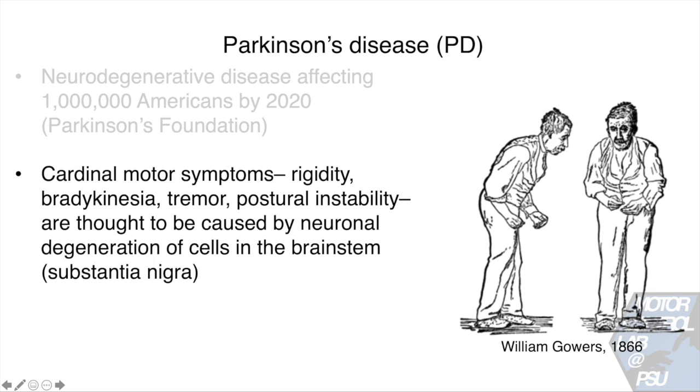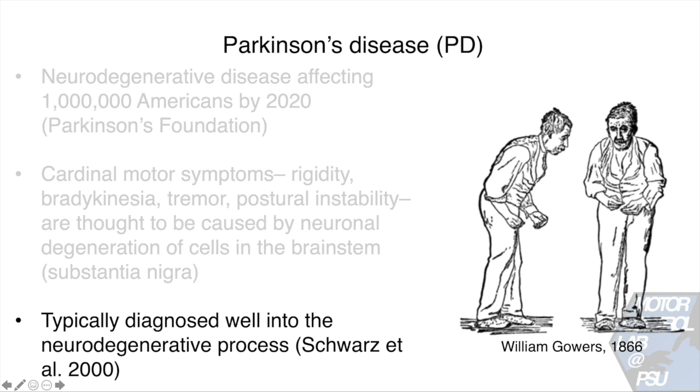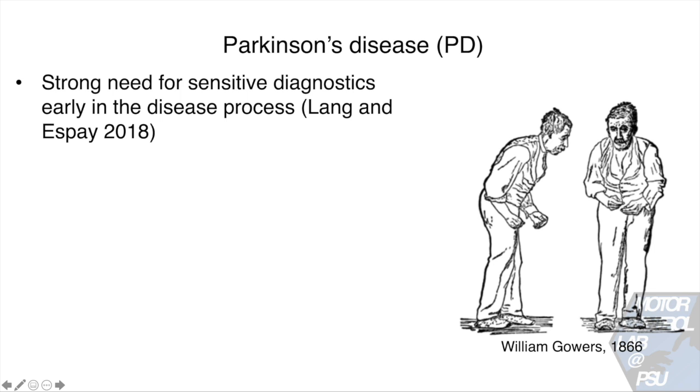Degeneration in the substantia nigra, a structure in the midbrain, causes cardinal motor symptoms of rigidity, bradykinesia, tremor, and postural instability in Parkinson's disease. And because the motor symptoms only emerge after 50% of the neurons in the striatum degenerate, early diagnosis remains an enigma for Parkinson's. There's a strong need for sensitive diagnostics early in the disease process.